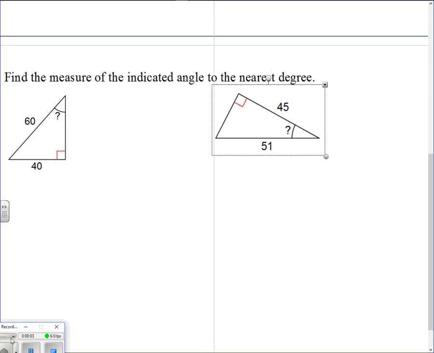Okay, in this video, we're finding the measurement of the angle. The way you do it is, first I have to label all the sides that I know. I need to label this side and that side. I don't need to label this side because there's no information given here. So don't worry about this side, but I will need to worry about this side and that side.